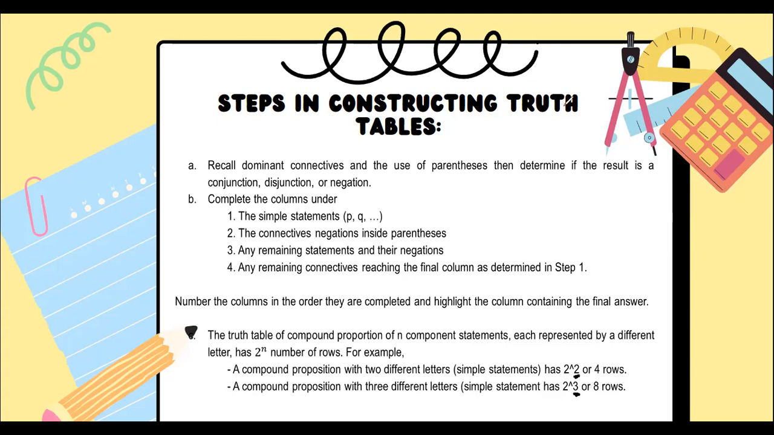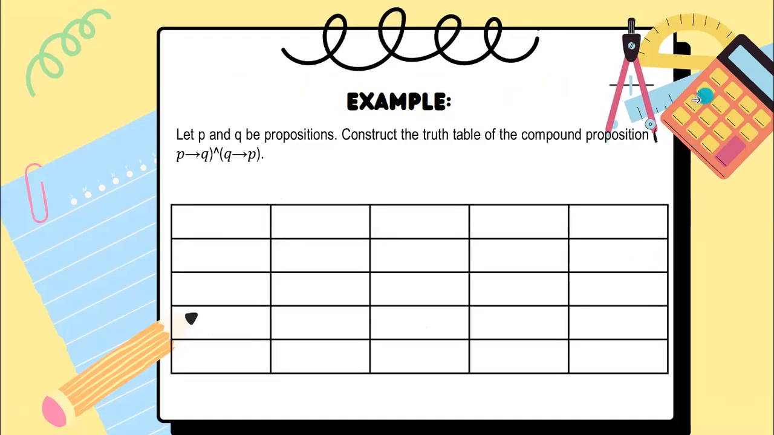Okay, now let's proceed with this example. So this time, we will create our truth table. Let P and Q be propositions. Construct the truth table of the compound proposition: if P, then Q, and if Q, then P.